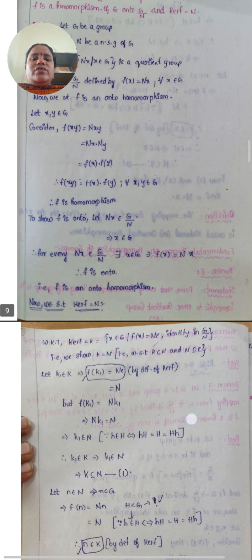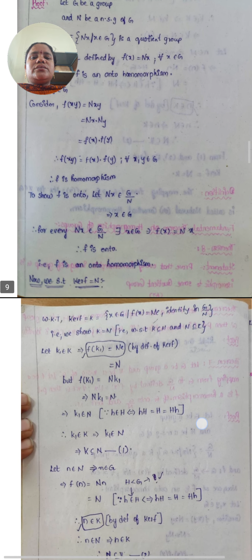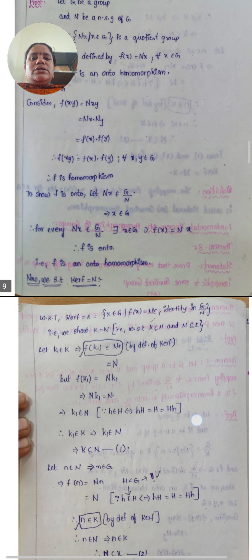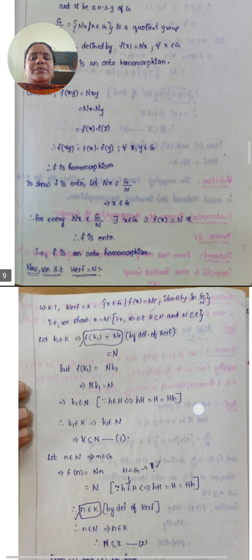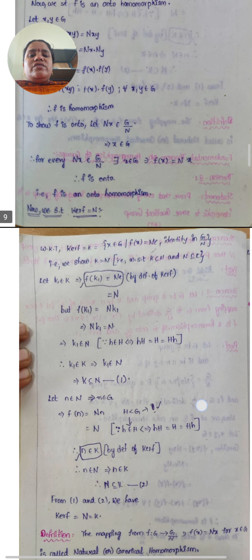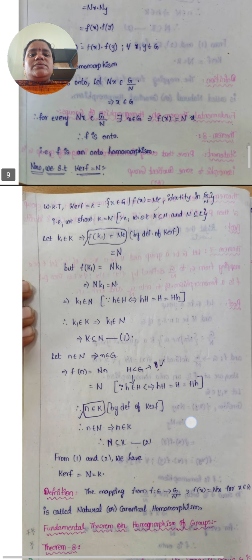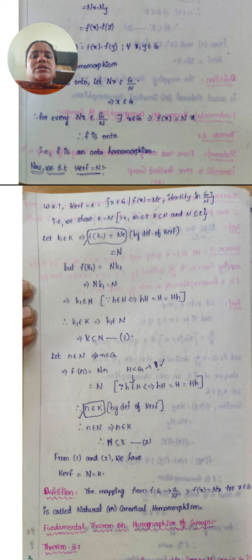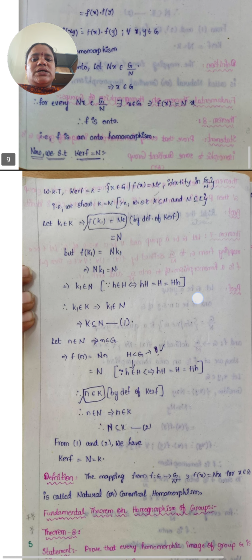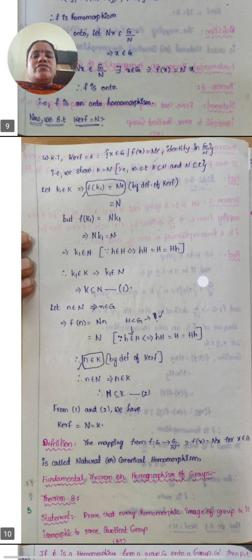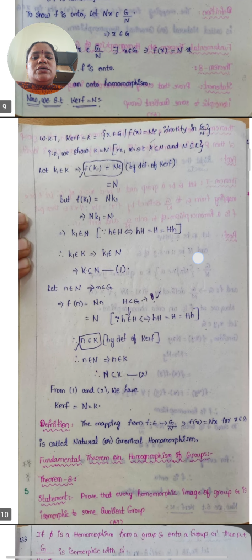Now we show that f is an onto homomorphism. Let x, y belong to G. f of xy is equal to Nxy, which is Nx dot Ny, which is f of x dot f of y. Therefore f is a homomorphism. Now to show that f is onto, let Nx belong to G by N, which implies x belongs to G. For every Nx belonging to G by N, there exists x belonging to G such that f of x is equal to Nx. Therefore f is onto. So f is an onto homomorphism.